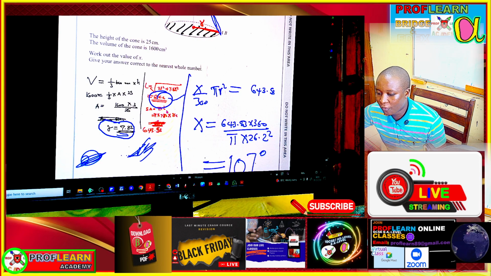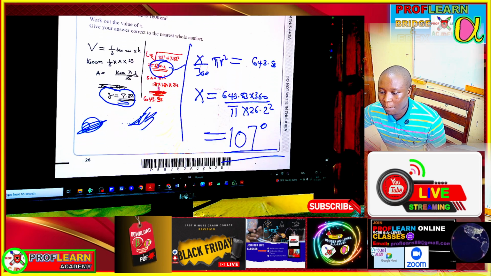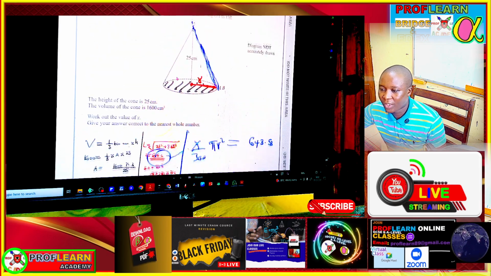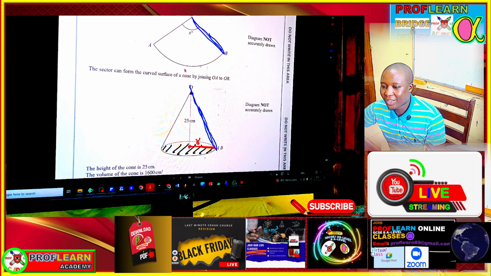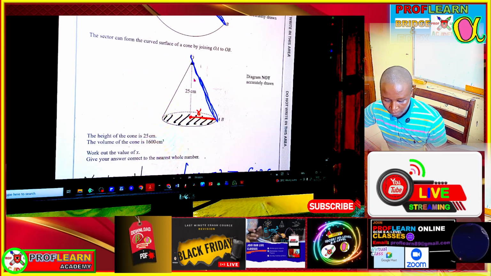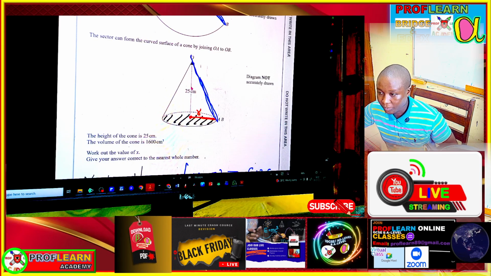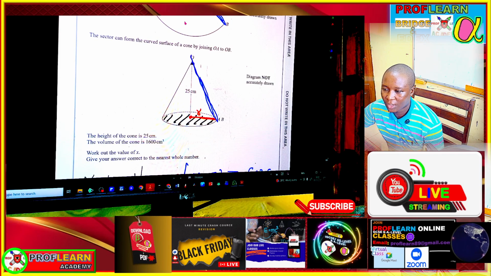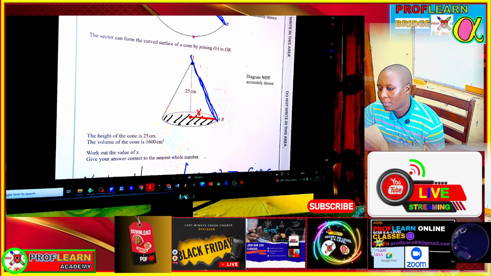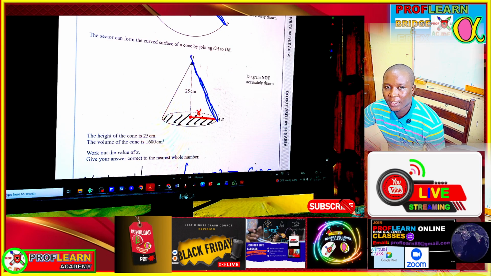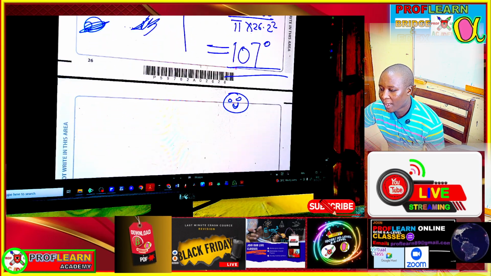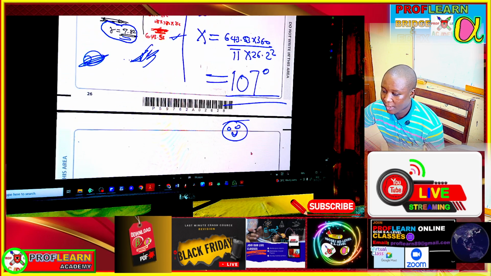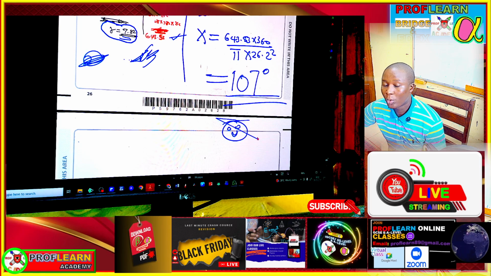26.2. Then to find the surface area, you say pi r l, and you'll get your answer as the surface area of the curved part of the cone. That surface area of the curved part of the cone is going to be the area of this sector that we have here. So you can find the angle from there, and the angle is going to be 107.